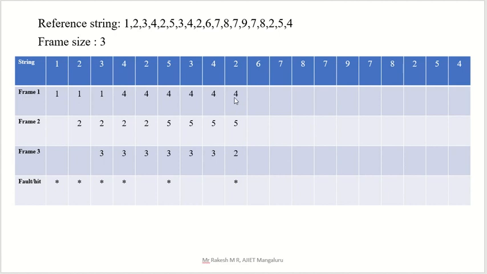Then 6, is there an entry for 6? No. So which one do we have to replace? 4, 5, 2. Compare after 6, what numbers are there. 4 is here, 5 is here, 2 is here. Out of these 3, which one is asked last? 4, right? 4 is asked last. Replace 4 with 6. There is also a page fault.